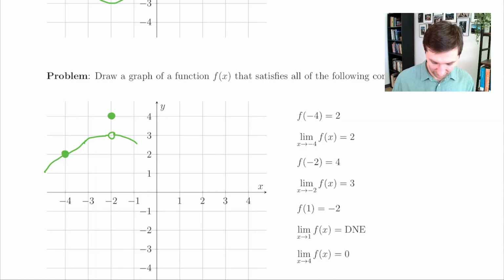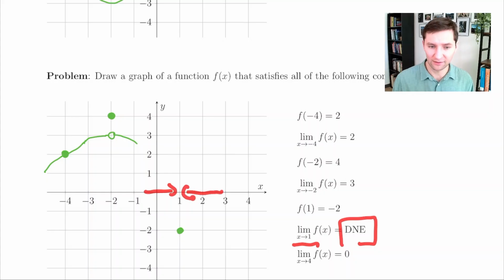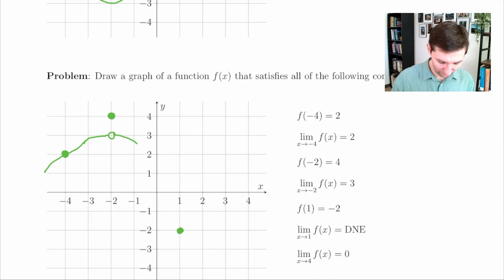Next, the value of the function at x equal to 1 must be -2. I find x equal to 1, the value of the function must be -2. Next, the limit of this function as x approaches 1 cannot exist. So as I'm approaching 1 from the left or from the right, the limit cannot exist. I will achieve that by having the different left limit from the right limit. For example, from the left, I will be getting closer and closer to 2. From the right, I will be getting closer and closer to -2.